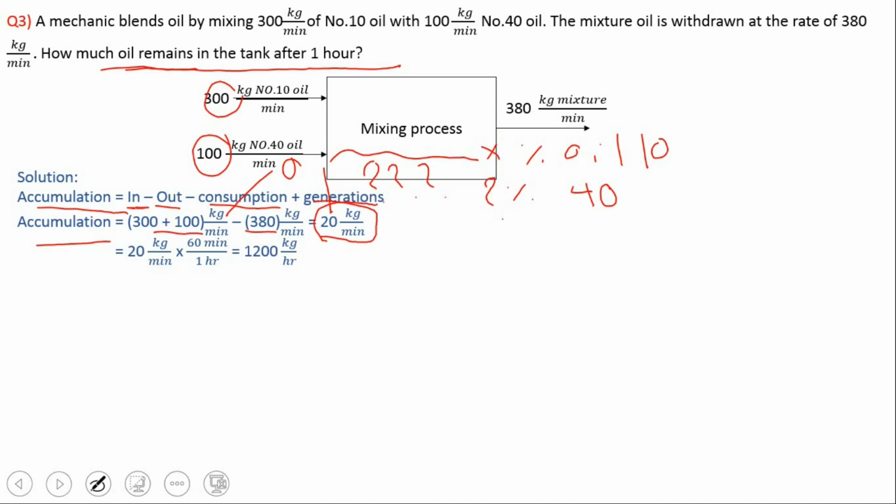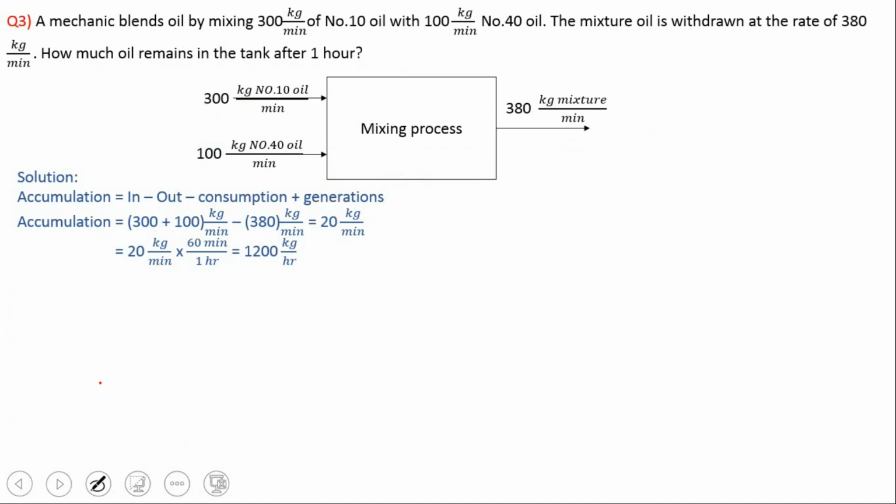After that, we just do a simple conversion for the units. We have 20 kilogram per minute, and for 1 hour we have to convert from minutes to hours. So the minute cancels with the minute, and multiplying by 60, it will be 1200 kilogram per hour.